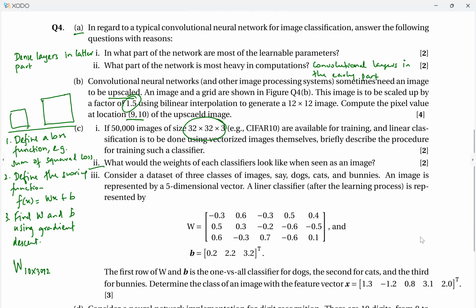Now, if you take each row of W, take a row of W, that will have 3072 numbers, and we reshape it to an image of size 32 by 32 by 3, because it's color. So they will look like a blurred version of the class.